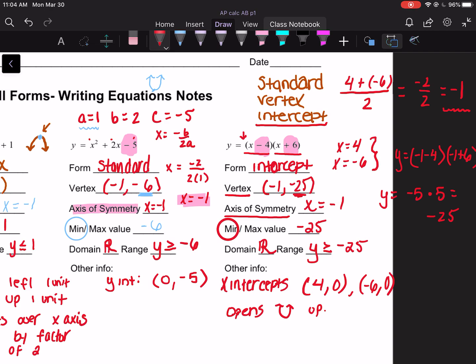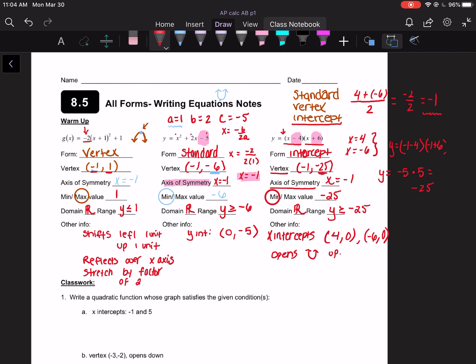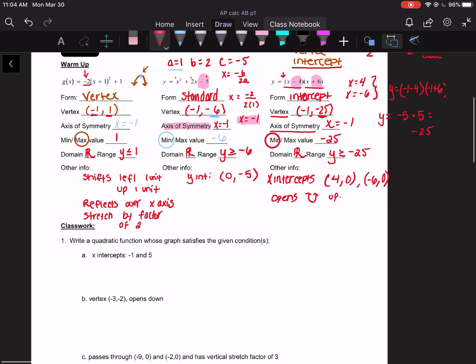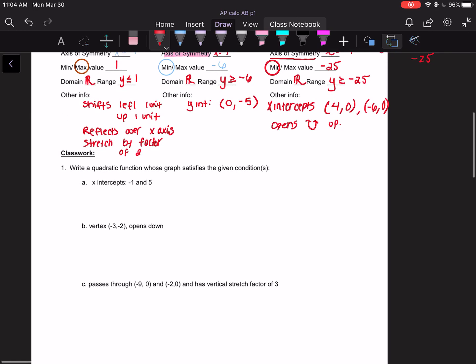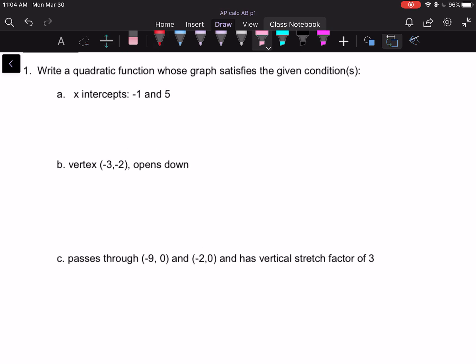Okay, so that's a quick review for all of the forms of a parabola that we learned this unit. Now we're going to take information that we're given and create an equation. When you are given information for a quadratic equation, you have to ask yourself which form is the easiest to go to from what I'm given. So you read the information that's given and you choose the form that's going to be easiest. When it says satisfies the conditions, you just have to make sure you use all the information they give you.